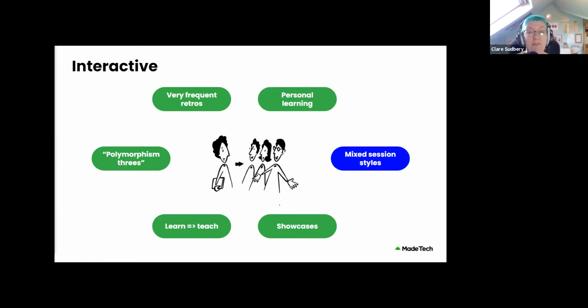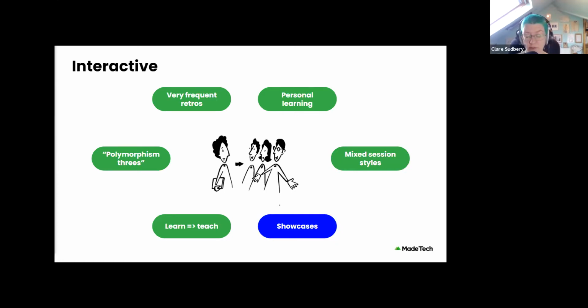And we have a mix of lots of different session styles. Sometimes there will be a kind of lecture format. We try not to have too many of those because they're exhausting and they're not necessarily the most effective way to learn, but there are some lecture format sessions. We also have workshops, we have pairing, we have mobbing, we have games at the start of sessions. We try to find lots of different ways for people to interact.